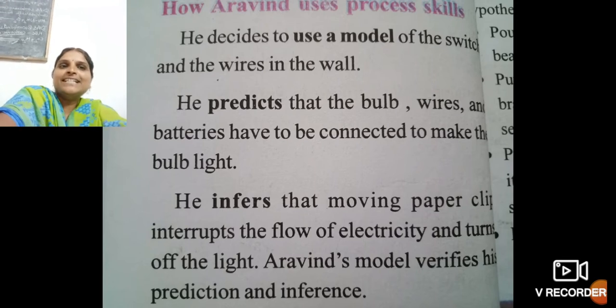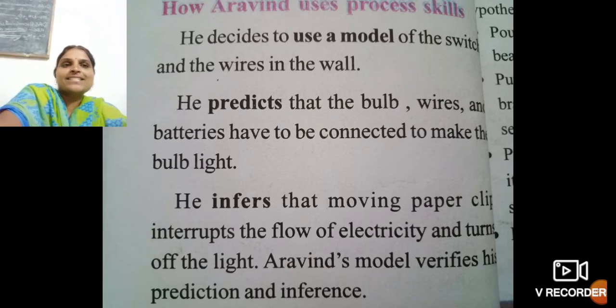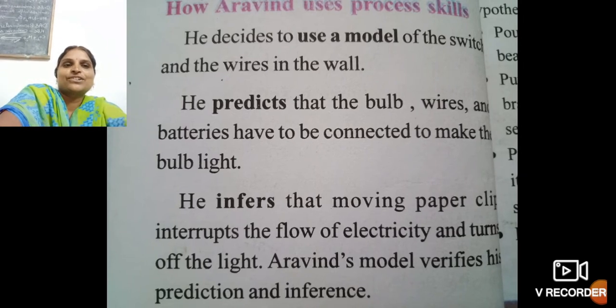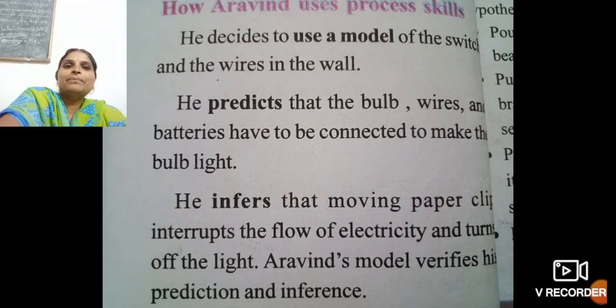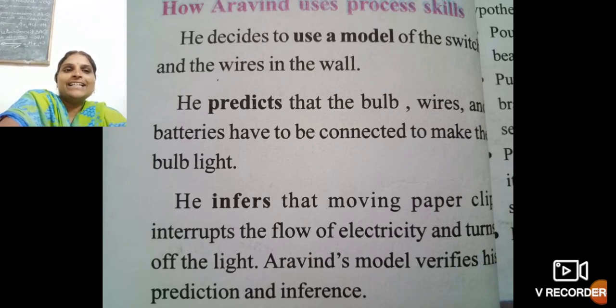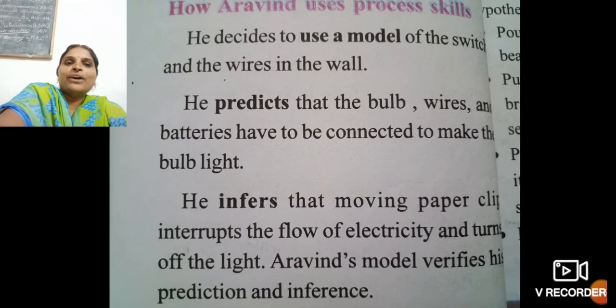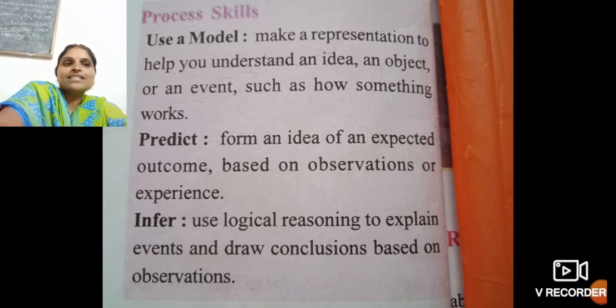First he decides to use a model of the switch and the wires in the wall. He predicts that the bulb, wires, and batteries have to connect to make the bulb light. After this, he infers that moving the paper clip interrupts the flow of electricity and turns off the light. Aravind's model verifies his prediction. He prepares one model of a switch. Then he followed some process skills.